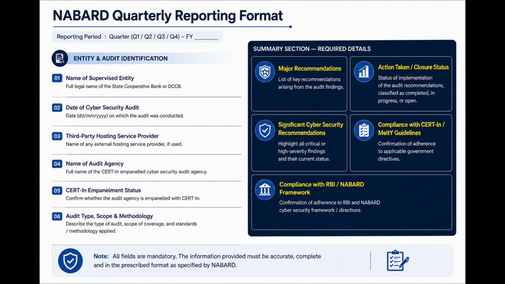Let us now look at the prescribed NABARD Quarterly reporting format. The information submitted must be complete and accurate. The first section identifies the supervised entity and the audit. This includes the full name of the State Cooperative Bank, or DCCB, the date of the cybersecurity audit, the third-party hosting service provider, and the name of the audit agency. The bank must also confirm the Cert-In impanelment status of the audit agency.